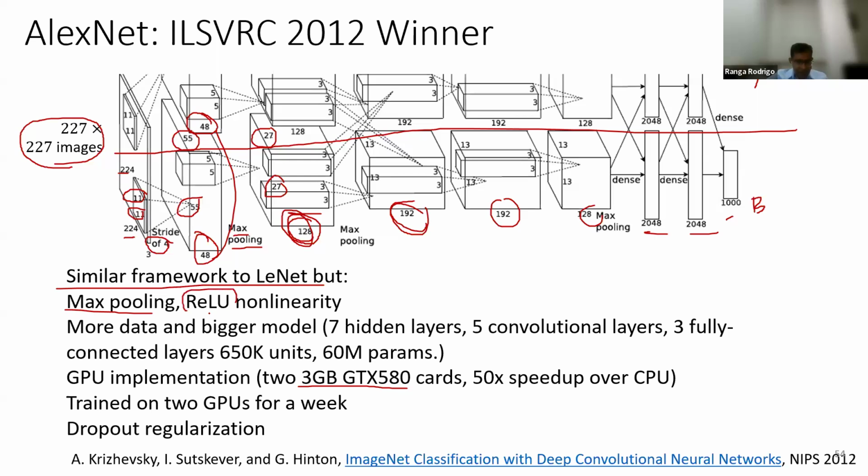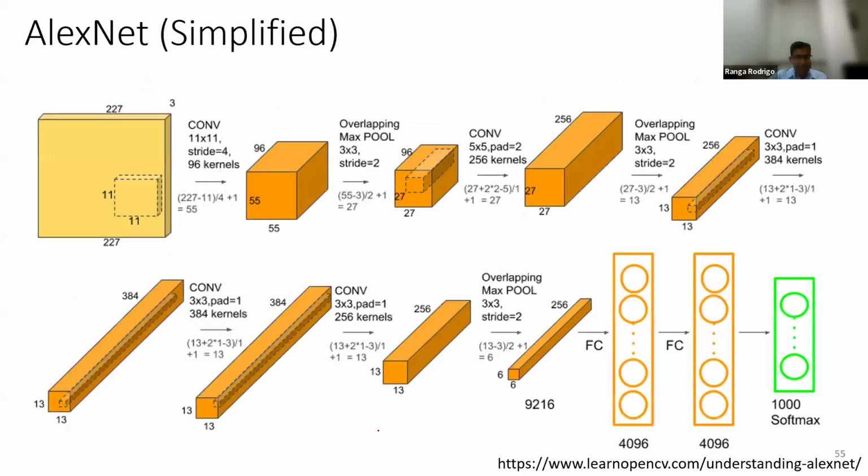The very famous ReLU nonlinearity, rectified linear units, was introduced by these people. More data and a bigger model: 7 hidden layers, 5 convolution layers and 3 fully connected layers, 65,000 units and 60 million parameters, 2 GPU cards, 50 times speedup over CPU, trained on 2 GPUs for a week. And then they had the so-called dropout regularization also. This is the original NeurIPS paper linked to that. Okay, so a detailed analysis on this network now.